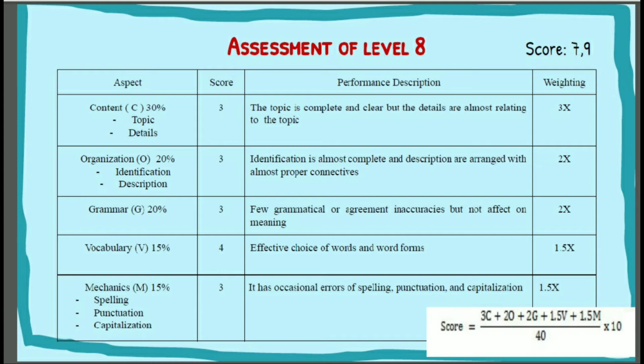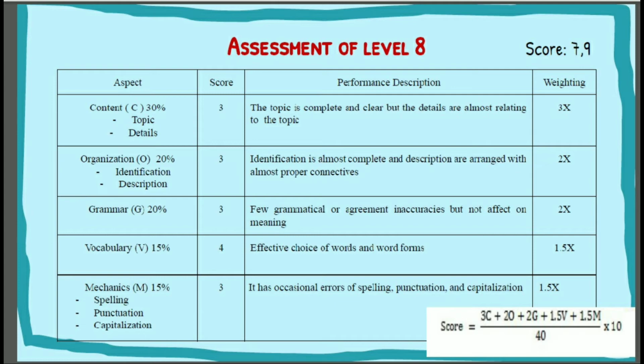The rubric we have used to assess this level 8 writing is adopted from Brown 2007, in which there are 5 aspects. The first aspect is content. The score for the content of this writing is 3. The performance description: the topic is complete and clear, but the details are almost relating to the topic. And the weighting is times 3.